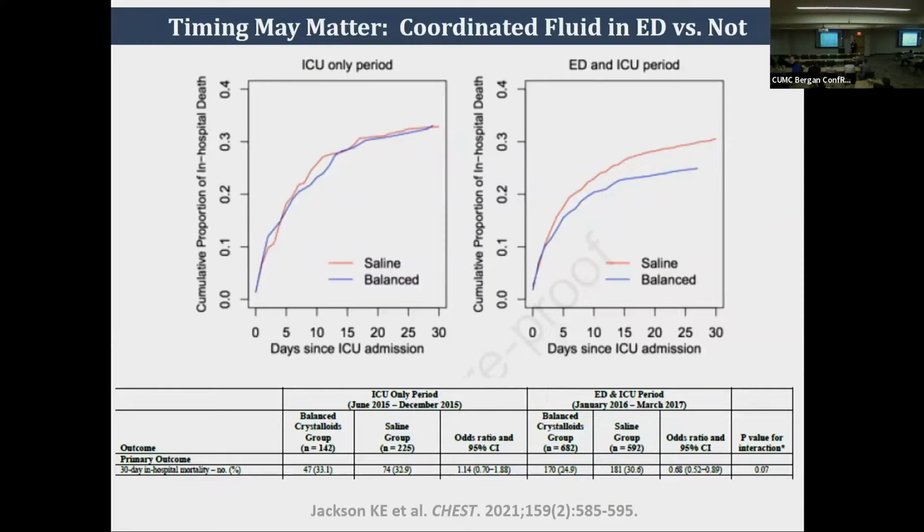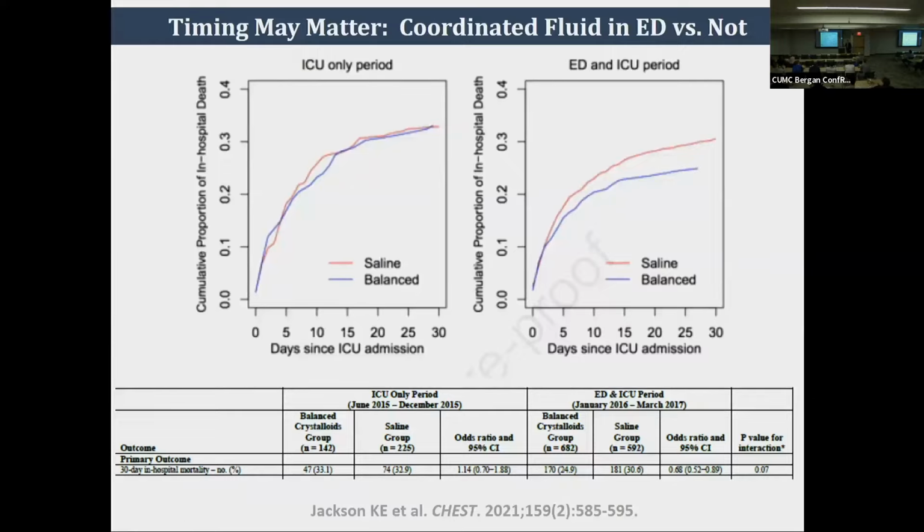The right-hand side is the 15 months after we had control. And you can see when you get balanced all the way through versus saline all the way through, the signal starts to emerge and you start to see the difference in the groups. In general, in our trial, these patients got about a liter of fluid median in the ED. These are the data that when I saw them, I said, oh man, this is unfortunate for us in the ICU, because I think it means that that first liter of fluid is the really important liter of fluid.